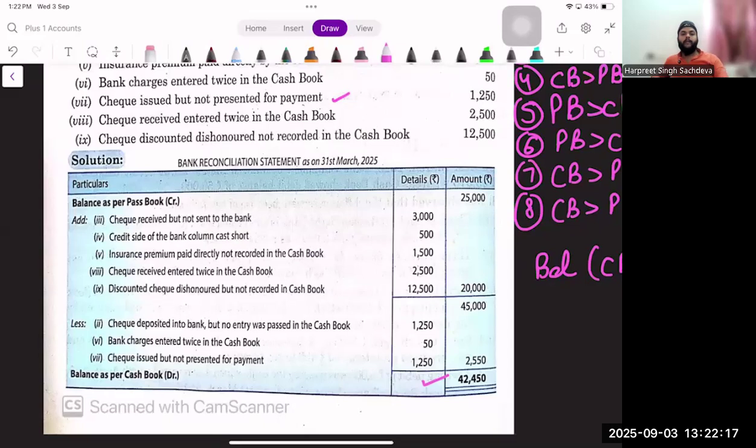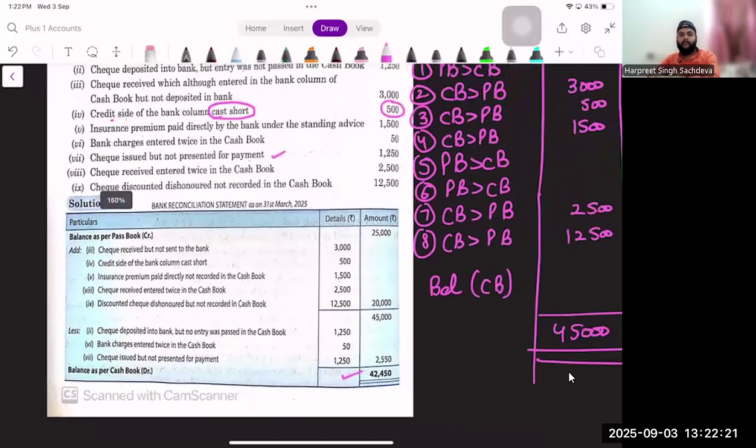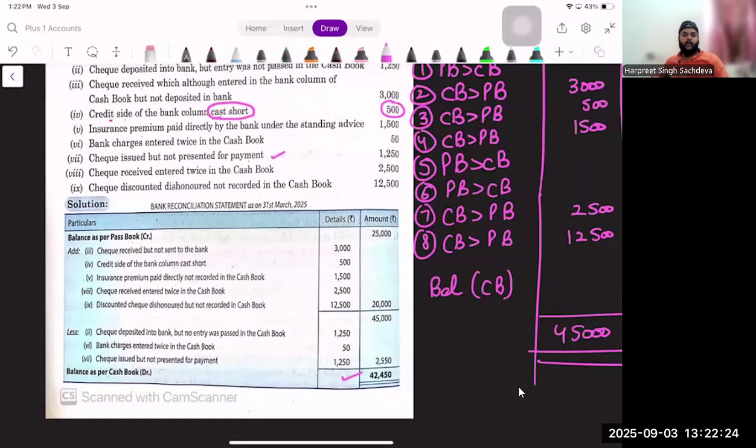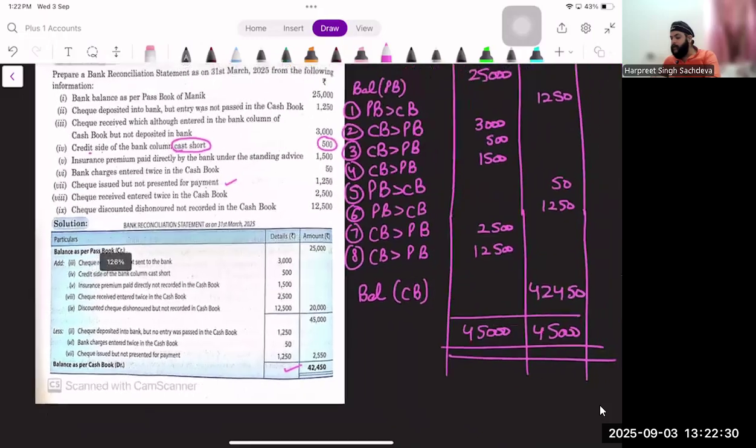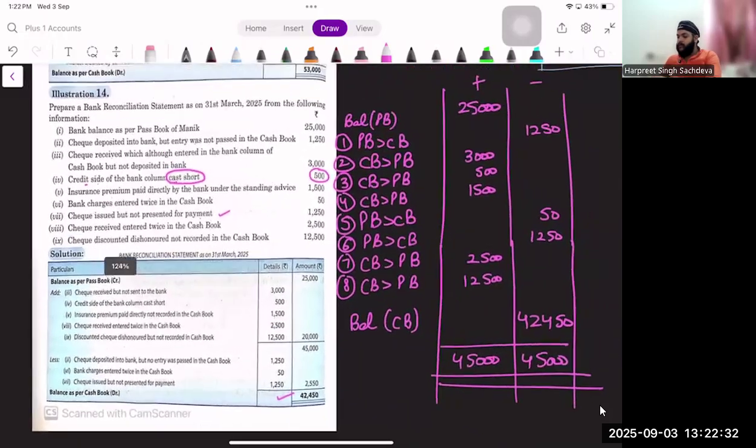Clear everyone? So this is the speed. If you get to understand the topics, this is the speed that you can solve the questions.